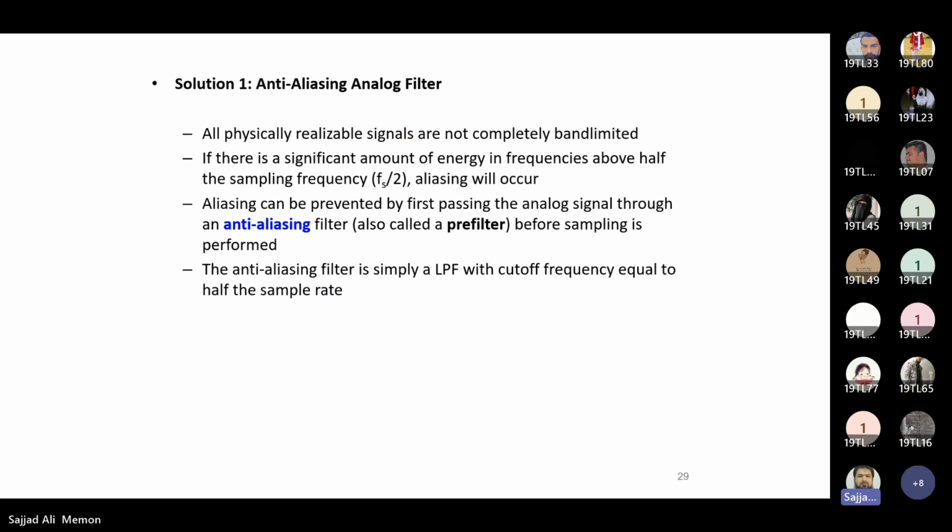All physically realizable signals are not completely band limited. Okay, so physically realizable signals means, for example, voice. They are not completely band limited. So if there is a significant amount of energy in frequencies above half the sampling frequency, aliasing will occur. Let's deduce this by taking some values.